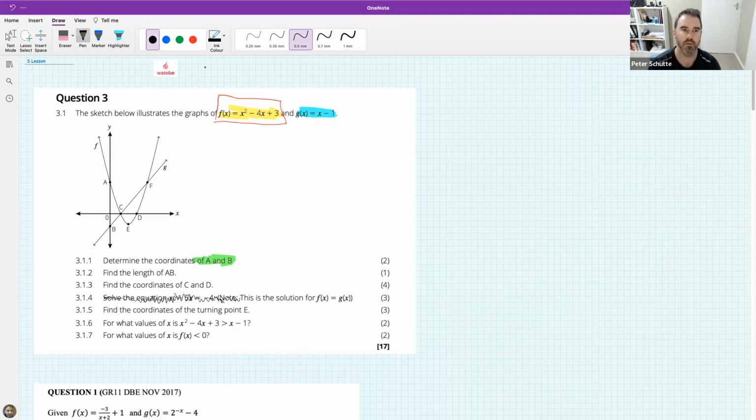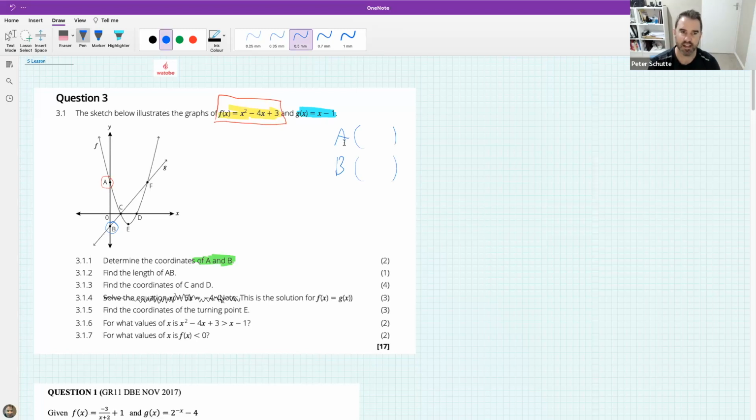So we're trying to find what the coordinates are of A, and we're also trying to find what the coordinates are of B. And if you notice anything special about what A and B are, pop it in the chat so we all can know. They are the y-intercepts, exactly. So A is the y-intercept of F, and B is the y-intercept of G.